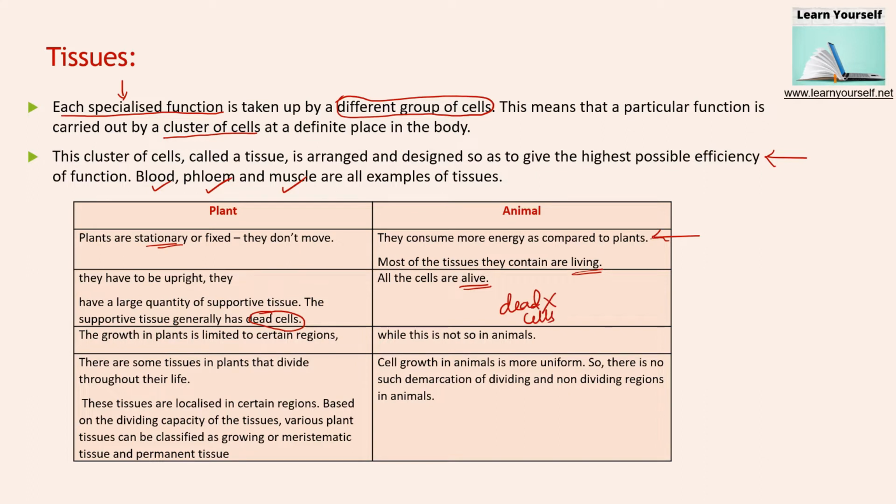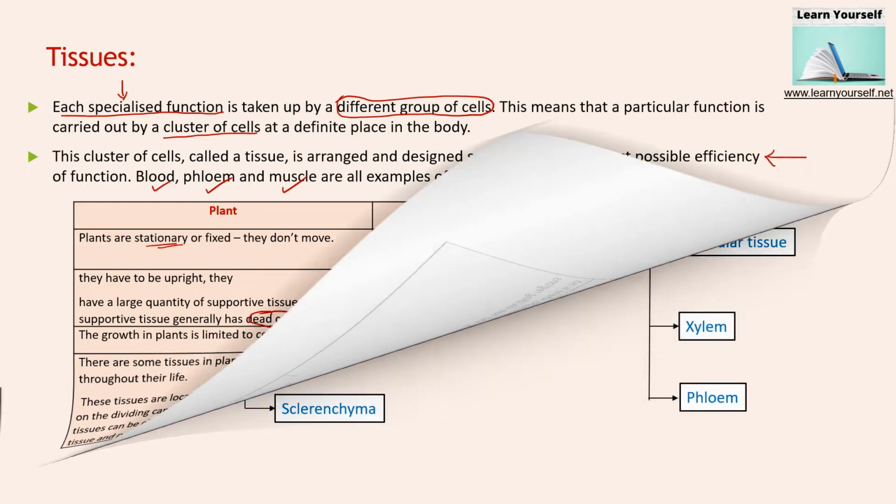Third difference, the growth in plants is limited to certain regions, while this is not so in animals. In plants, some parts will grow, whereas some parts will not grow. Throughout the lifespan of a plant, some tissues will continue to divide. In animals, growth will not be there lifelong, whereas in plants we can see that growth will be there throughout their lifespan.